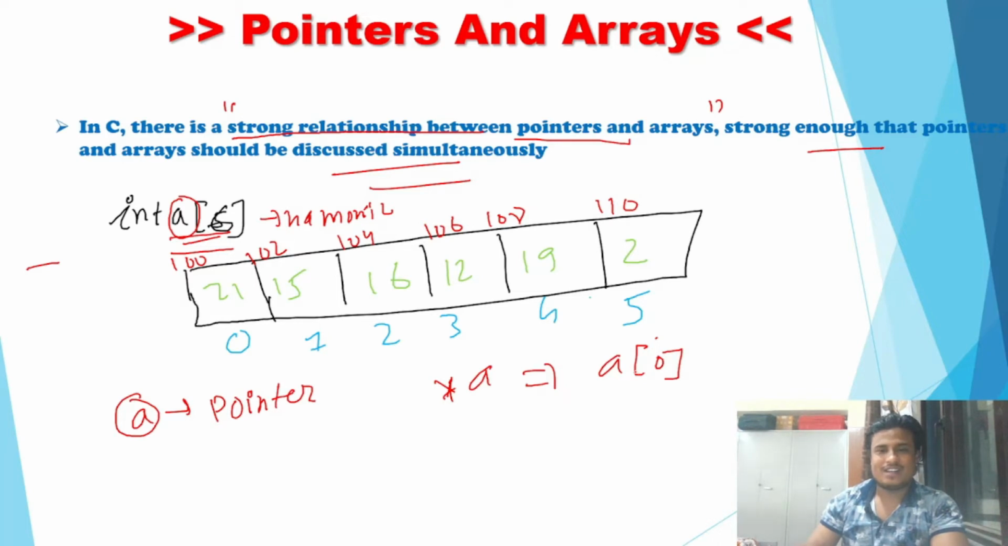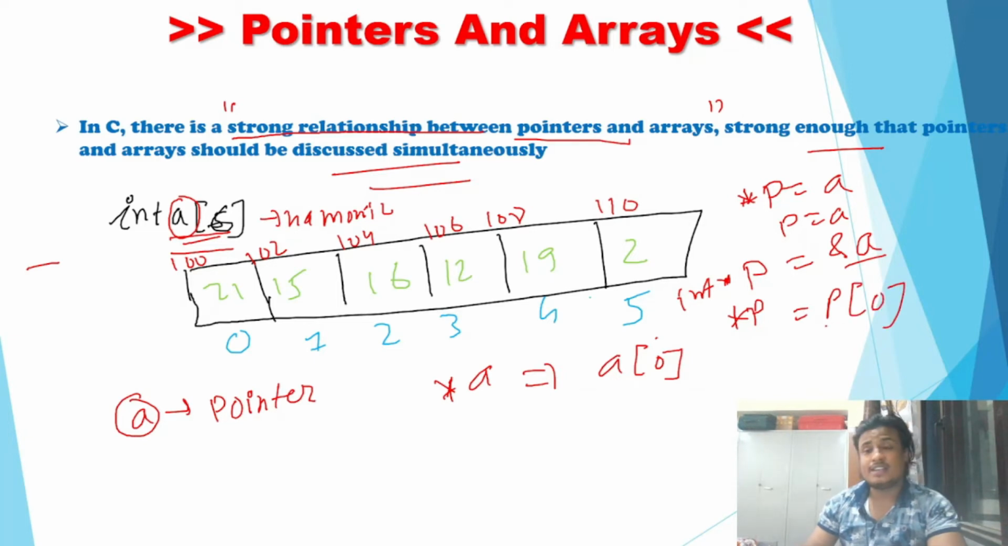Quite interesting. If I define a pointer, suppose int star p, and assign the value of a, p equal to a, I will go into the coding part later, but just imagine that if I do like this, p can also be used like an array, so p of 0 is also possible. These are used interchangeably. So an array is internally actually a pointer. Remember this: the variable used to define an array, the starting address, is actually a pointer.